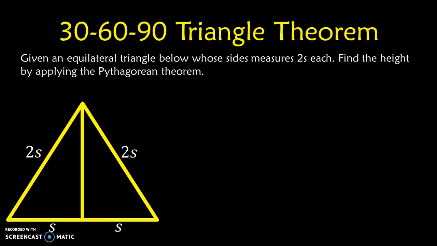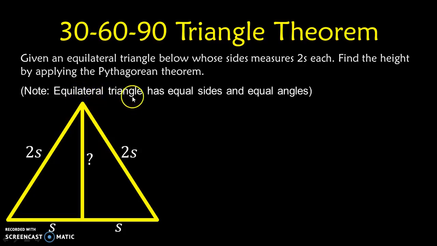Okay, given an equilateral triangle whose side measures 2s each, find the height by applying the Pythagorean theorem. So you have to remember that an equilateral triangle has equal sides and equal angles. So it says that each side measures 2s. This is s, this is s, because this line segment is the angle bisector and also the bisector of this line segment. So we have s and s.